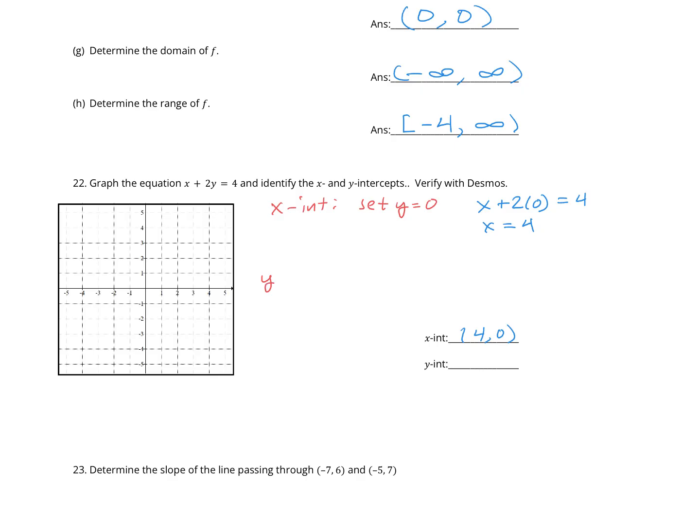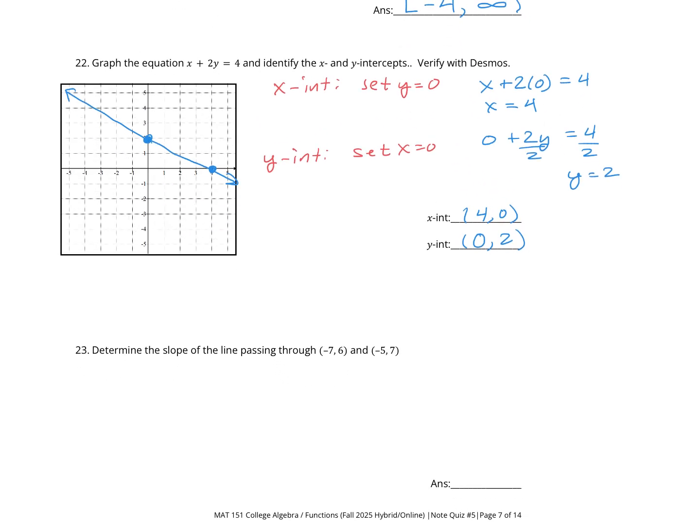Now for the y-intercept, we're going to set the x equal to 0. That's going to give us 0 plus 2y equals 4. Divide both sides by 2. And we get y is equal to 2. So 0, 2 is my y-intercept. So on my graph, my x-intercept is 4, 0, which is right there. My y-intercept is 0, 2, which is right there. And my line is going to pass through those 2 points. So there's a nice sketch of that line. All right, moving on to the next problem.